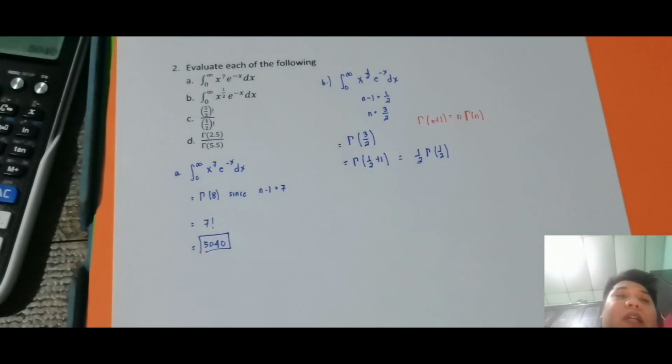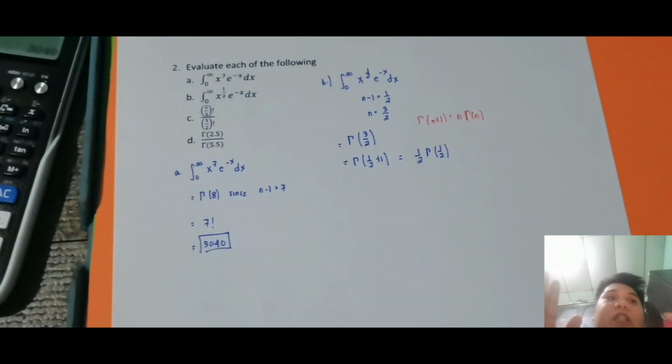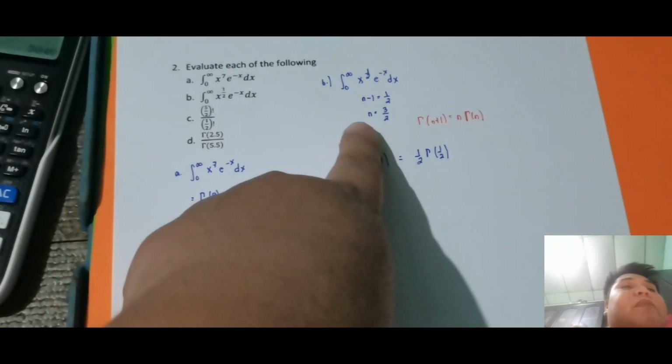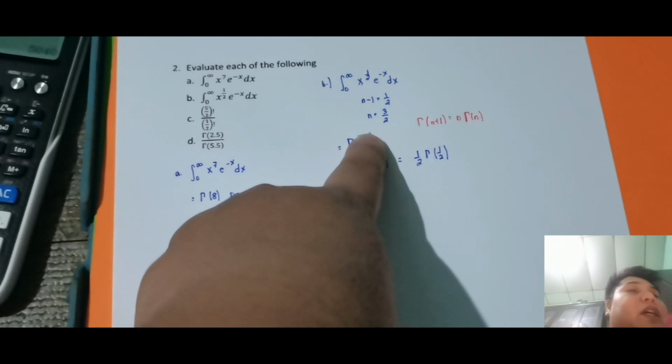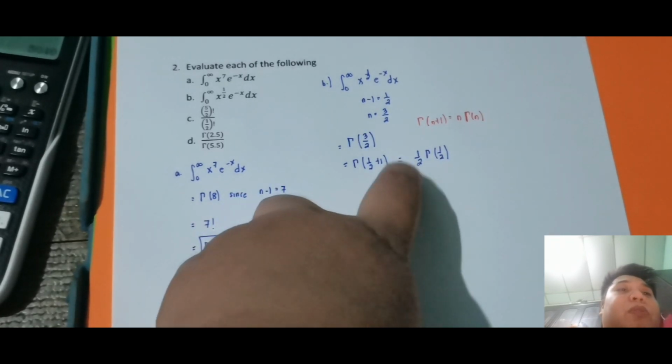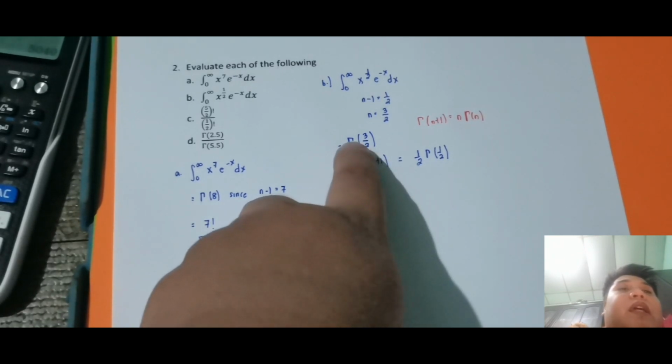So, again, ang ginawa ko is biyakin ko siya in which na may plus 1. Okay? So, for example, 5/2. For instance, 5/2 yan. Paano mo bibiyakin yung 5/2? That is 3/2 plus 1. So, ano yung gamma? Gamma of 5/2 is 3/2 times gamma of 3/2. Ganun yung gagawin.